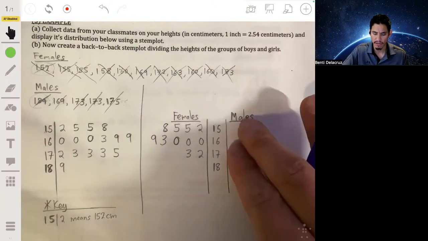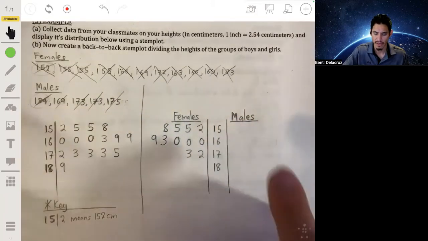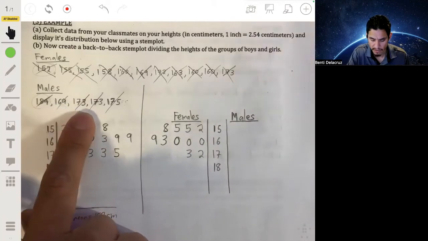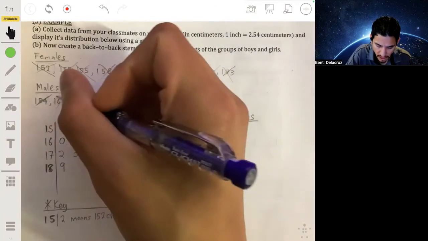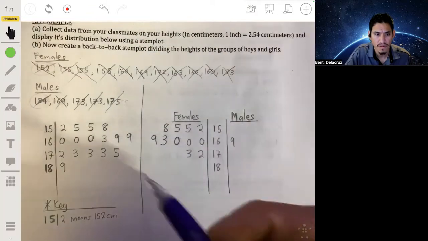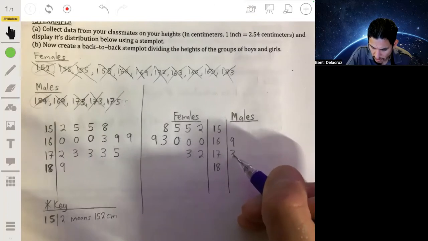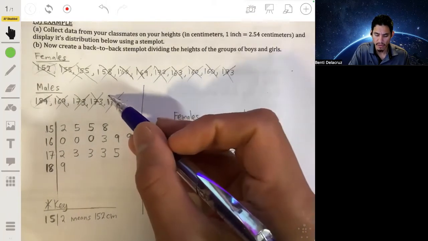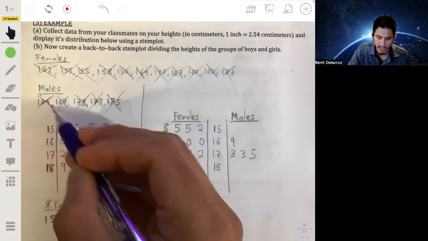Now I do the males just like I normally would in the first STEMplot, going from left to right. So the lowest value I have is 169. So I'll put a 9 here. I have 2 173s. So 3, 3. And then 175. And the last one, 189.